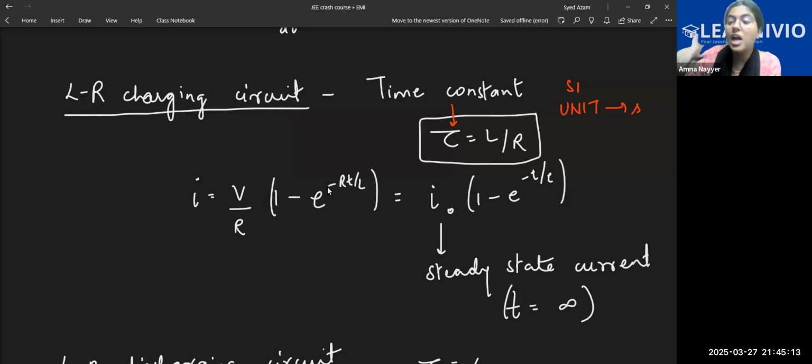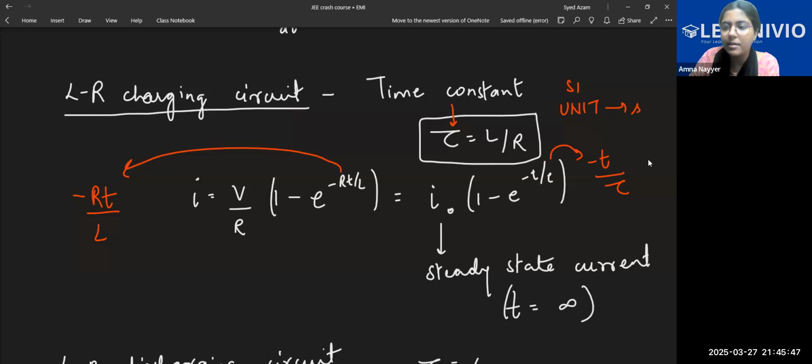Now the equation of charging, when the circuit is getting charged. You know what is charging? We did it in current electricity. Equation is I is equal to V by R into 1 minus e to the power minus R t by L. L is self-inductance, R is the resistance, t is the time instant. And this one is minus t by tau. Same thing: from here, R by L is 1 by tau, this time constant. So it is written in terms of this time constant.